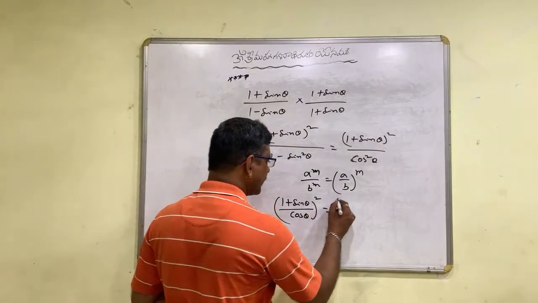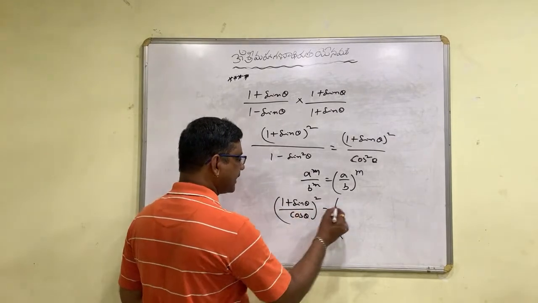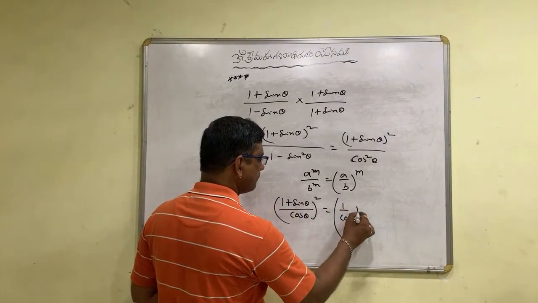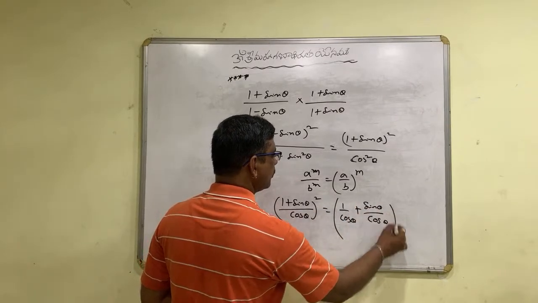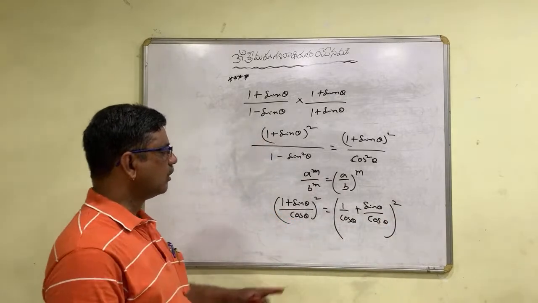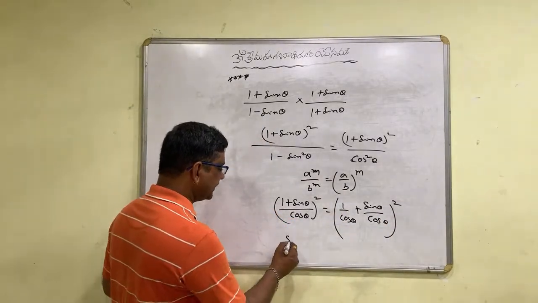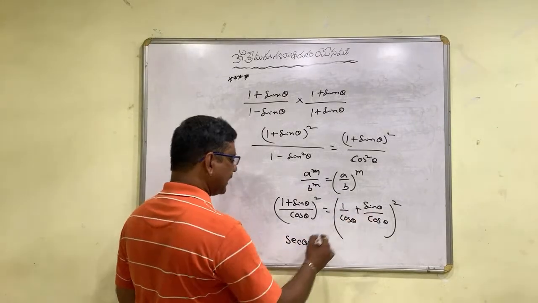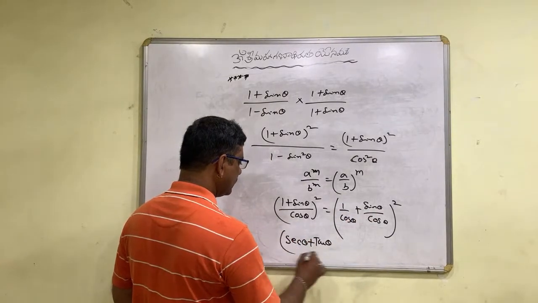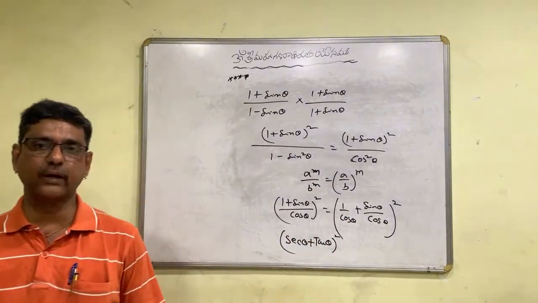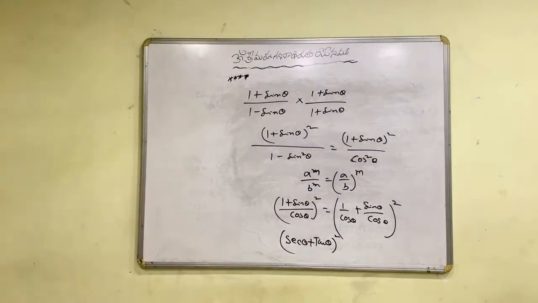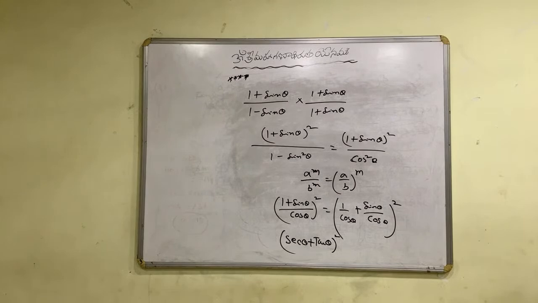And this one, I write as 1 by cos theta plus sin theta by cos theta whole square. And we know 1 by cos theta is secant theta and sin theta by cos theta is tan theta, whole square. So the answer is secant theta plus tan theta whole square. So the problem is done. Understand, children? Good.